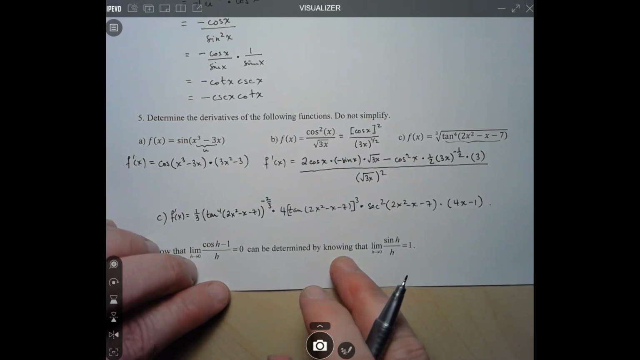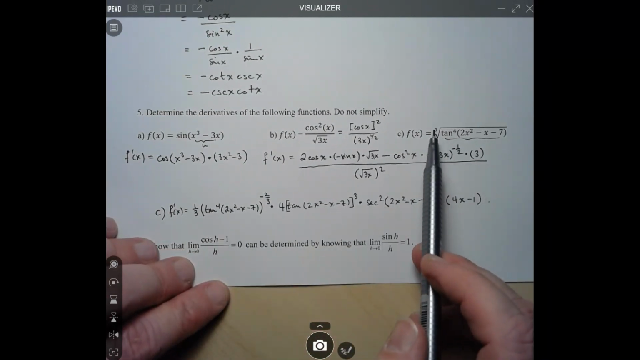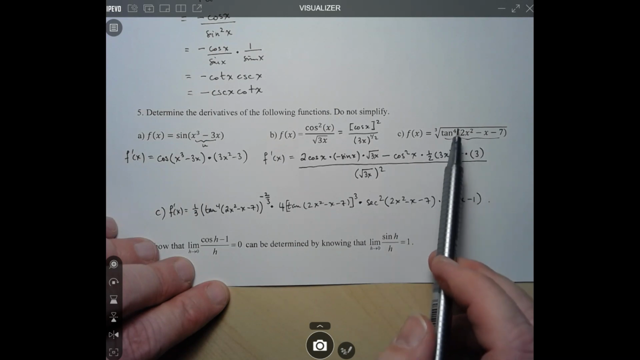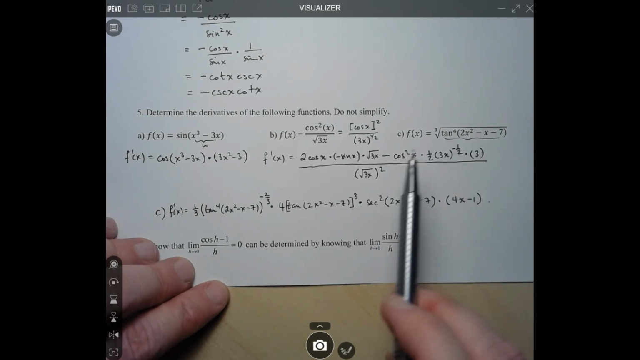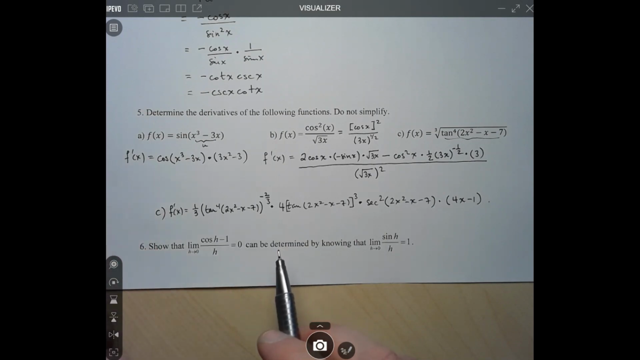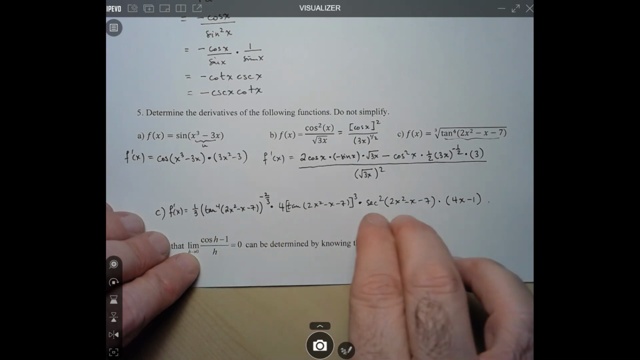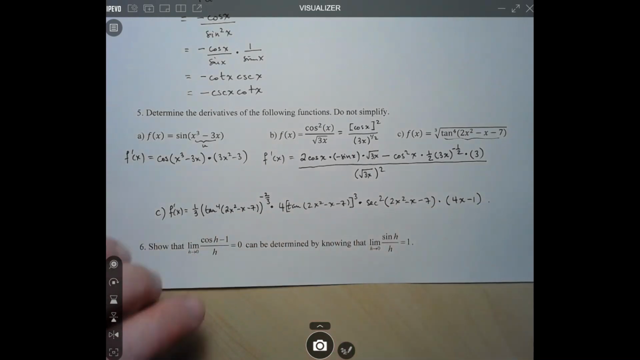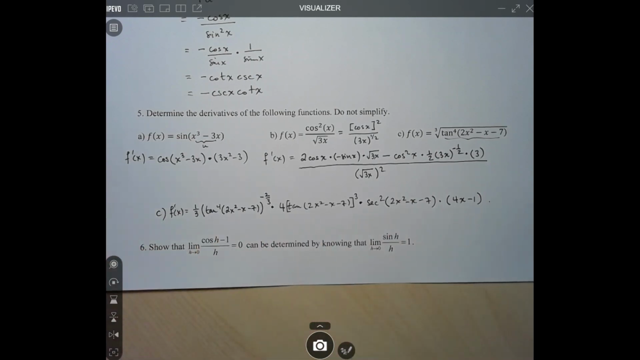So here there were 4 links in the chain because we had the exponent 1/3, we had the exponent 4, we had the tangent, and finally we had the innermost function, the 2x squared minus x minus 7. But if you take each component separately, they're all easy functions to take the derivative of. You just have to not get thrown off by all the writing.